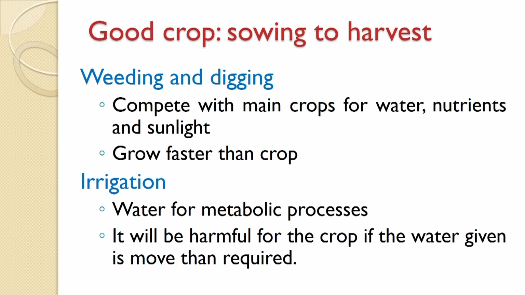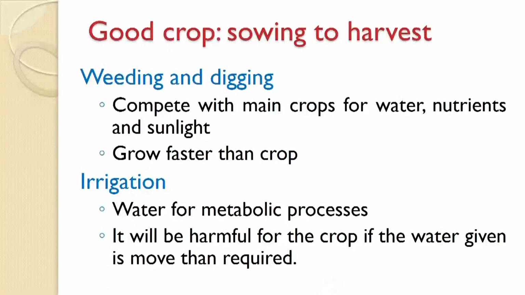These weeds compete with main crops, that may be rice, wheat or maize, for water, nutrients or sunlight. Another component is that these weeds grow faster than the crop. As a result, the crop growth or crop health may get deteriorated. So this weeding can be done with the help of chemicals like weedicide. Apart from that, it may be done through manual digging as well.